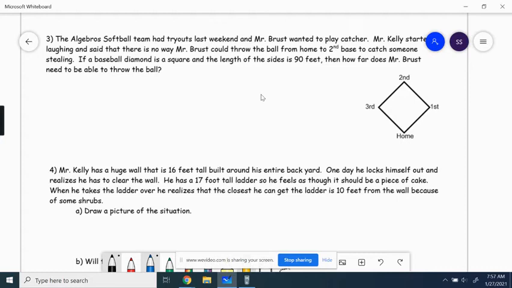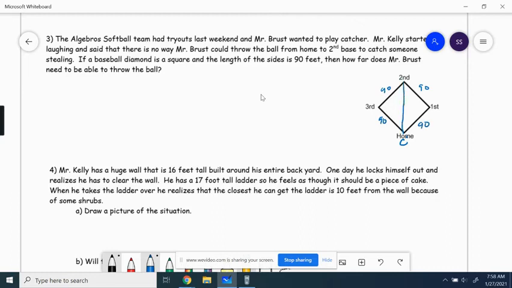Okay, so if you don't know anything about baseball, the catcher stands right here. And if there's a guy on first, he can try to run to second base, but this catcher is going to throw the ball and try to get him out before he gets there. So we're looking at how far this catcher would need to throw. All right, if we know it's a square, so all of these are 90, but we need to find this length, okay?